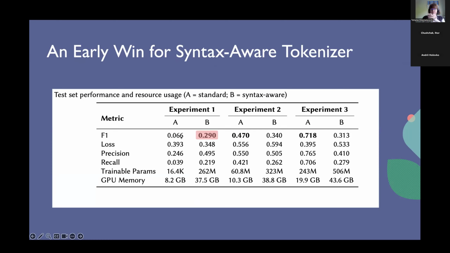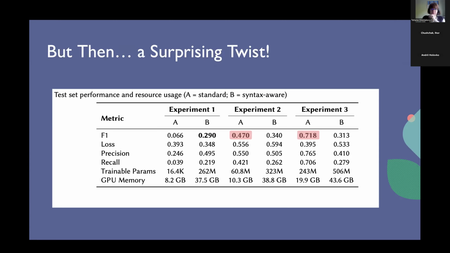0.66 for the standard tokenizer. These results demonstrate that structural tokens provide valuable information for the model and help it quickly grasp the style rules with minimal adjustment to model weights. But then came the twist.